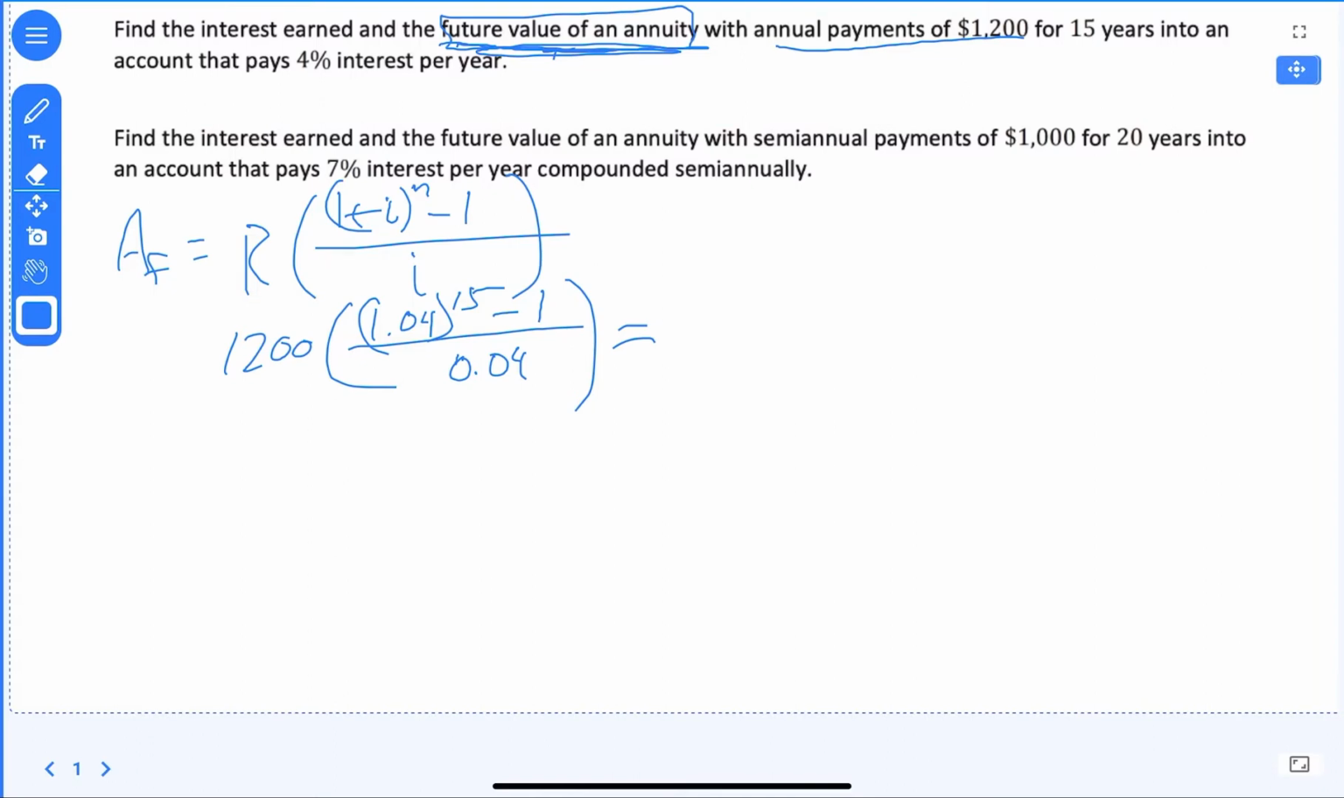Okay? So if you do this, you should get 24,028. Now you think, well, that's a whole lot of money. Did I round it? Let's see here, 31 cents. That's how much is going to be in the account after 15 years, right? But how much interest did you get?